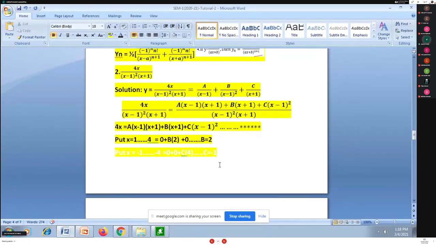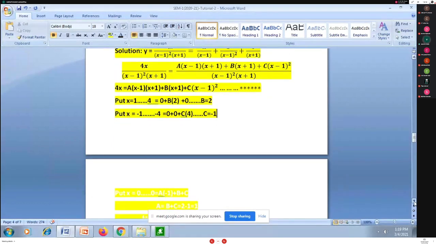The second linear factor is x plus 1. So equate x plus 1 is equal to 0, and you will have x is equal to minus 1. Substitute x is equal to minus 1 again in the star step. So you will have minus 4 is equal to 0 plus 0 plus C into minus 2 bracket square, which is 4, and you get the value of C. Here I have only 2 linear factors and I get the values of unknowns B and C. Still, I now need to find the value of the third unknown A.